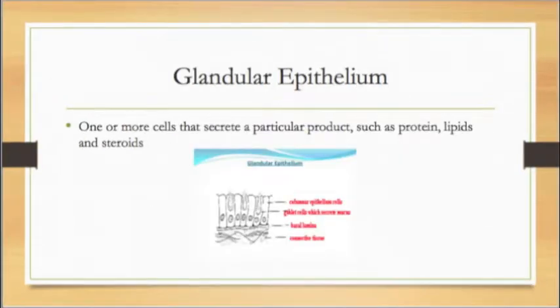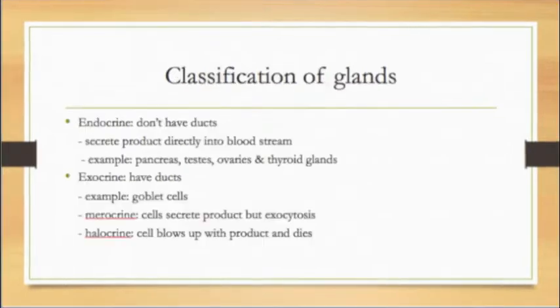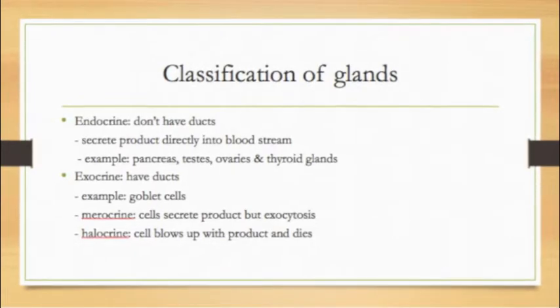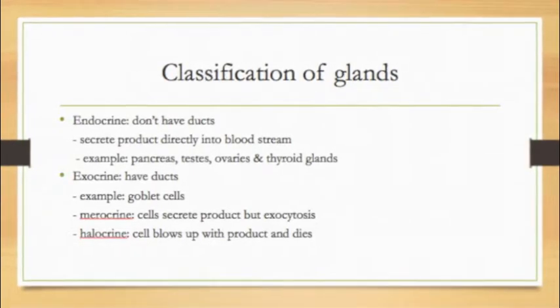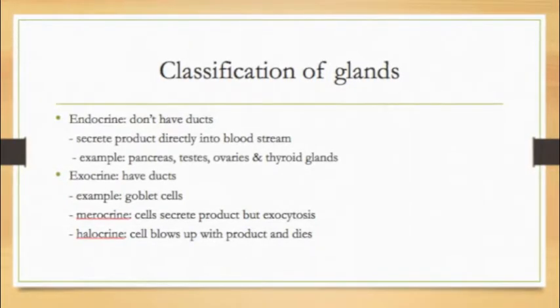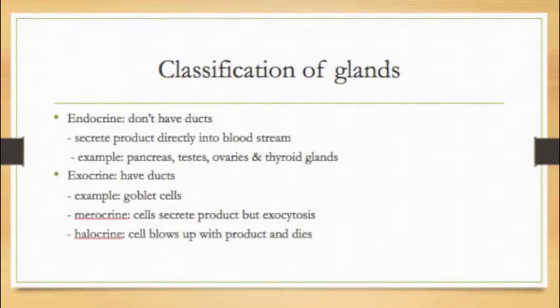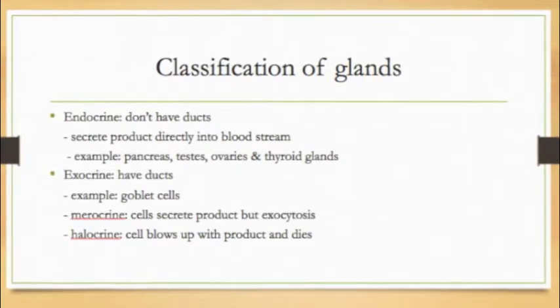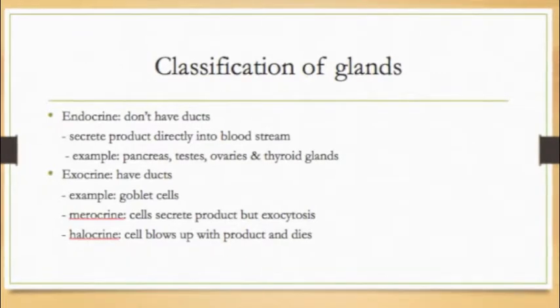Glandular epithelium is one or more cells that secrete a particular product, such as proteins and lipids and steroids. Classification of glands: endocrine don't have ducts. They secrete product directly into the bloodstream. Examples are pancreas, testes, ovaries, and thyroids. Exocrine have ducts. Example is goblet cells. Merocrine, the cell that secretes product by exocytosis, and holocrine, which cell blows up with product and dies.